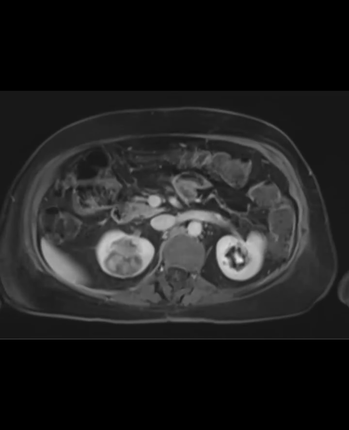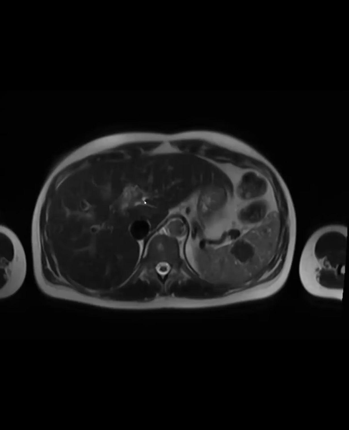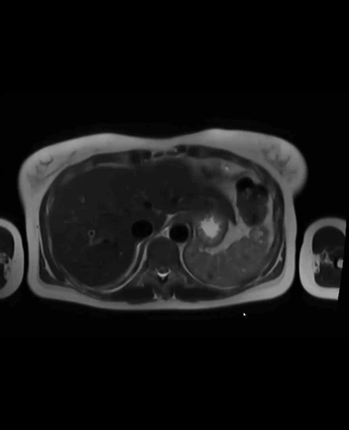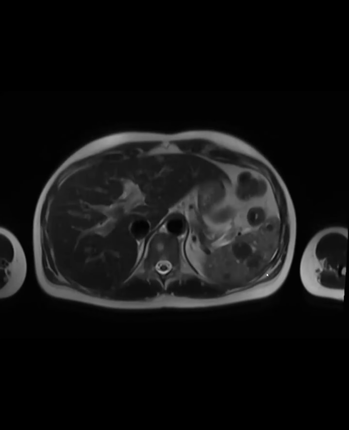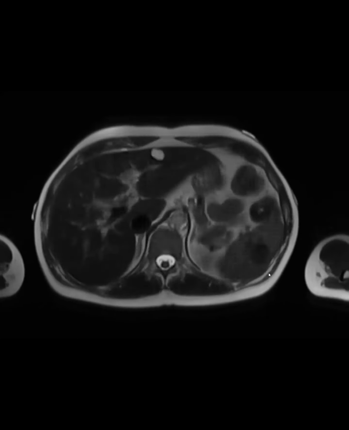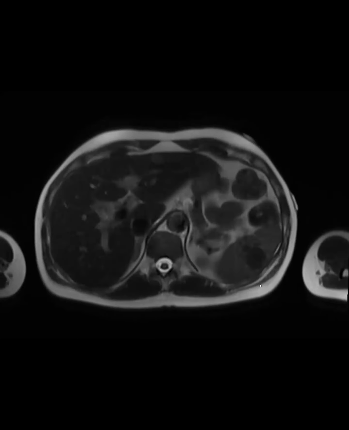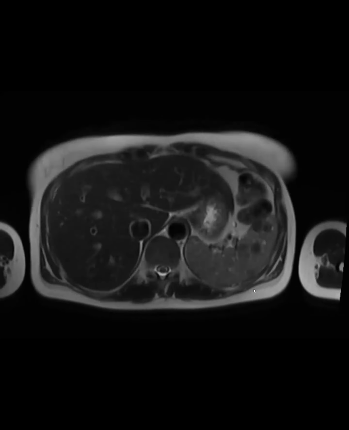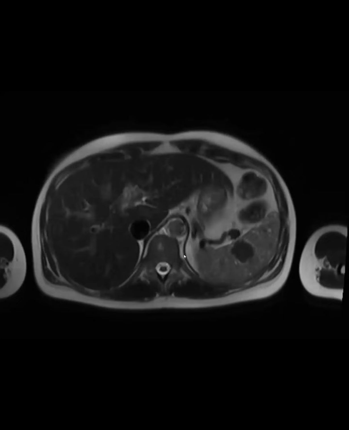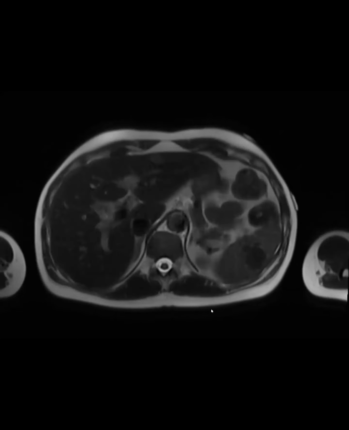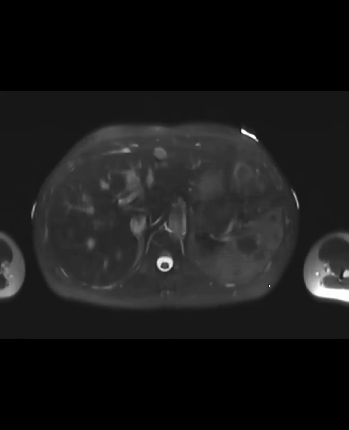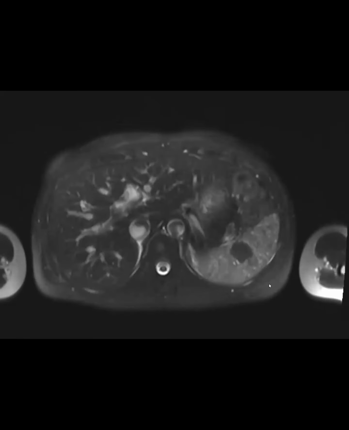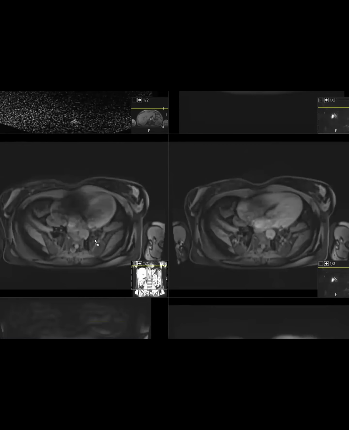Okay, this is another case. We've got splenic lesions. Residents, I want you guys to tell me what you see. I'll show you a few sequences. This is the T2. T2 with fat set. I'll pull the in and out phase next to each other.